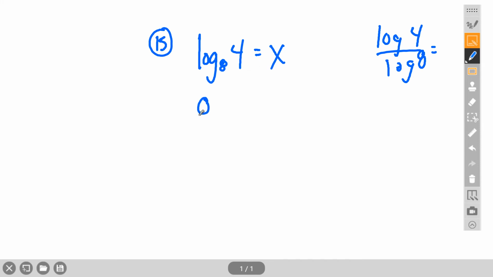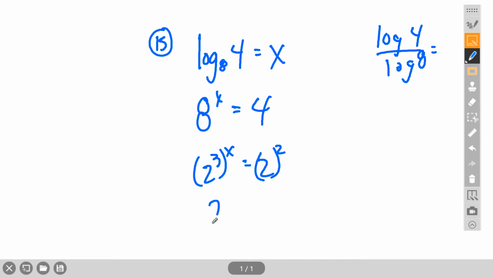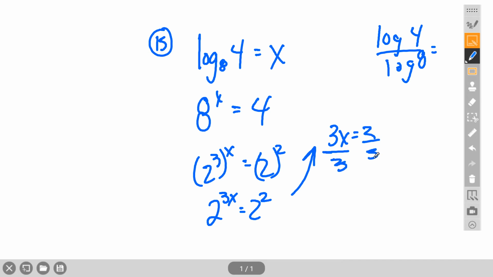So then you can set this up as an exponential equation. 8 to the x is equal to 4. You can make the bases the same. So this is 2 cubed. And this is 2 squared. So you got 2 to the 3x equals 2 to the second power. Then you set the exponents equal to each other. 3x is equal to 2. Divide by 3, x is equal to 2/3.